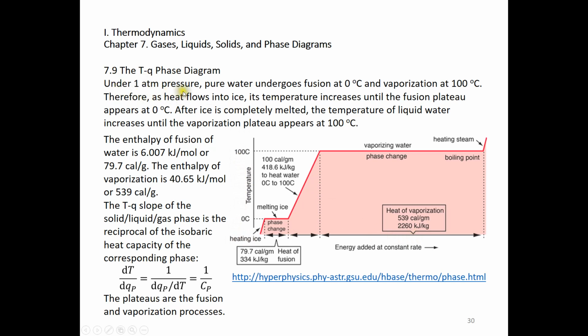Remember we said under 1 atm pressure, so assume the pressure is constant. So dT over dQ is also dT over dQ_p, and that's just the reciprocal of dQ_p over dT. Remember the definition of heat capacity: C is dQ over dT, and dQ_p over dT is C_p. So really these three slopes are the reciprocals of the isobaric heat capacity of the water in the solid phase, in the liquid phase, and in the gas phase, and they have different values.